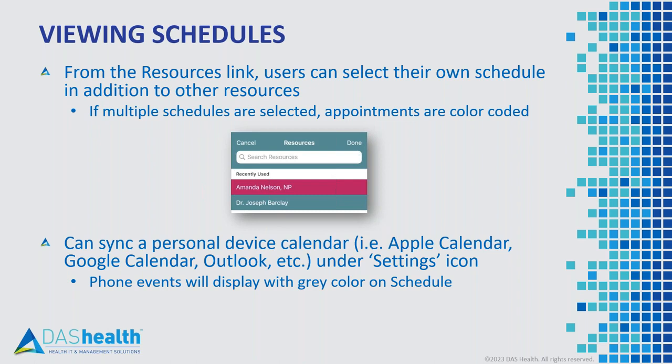Any of those calendars that are synced that are outside of the NextGen appointment calendars will display in gray on the schedule. So you can easily distinguish that that is not a patient visit, versus a personal appointment.